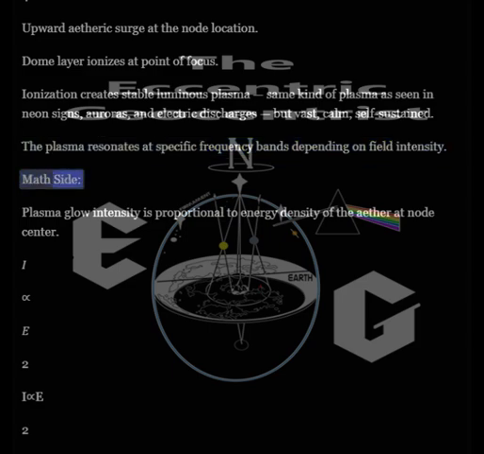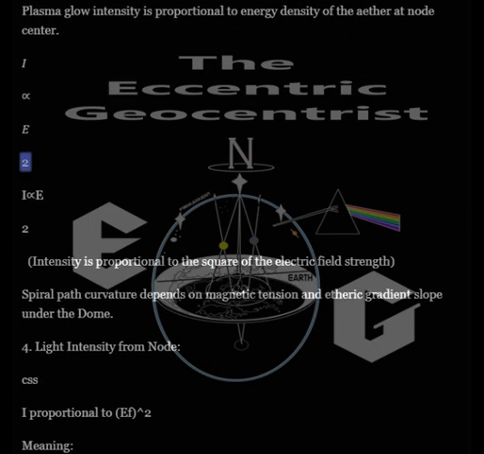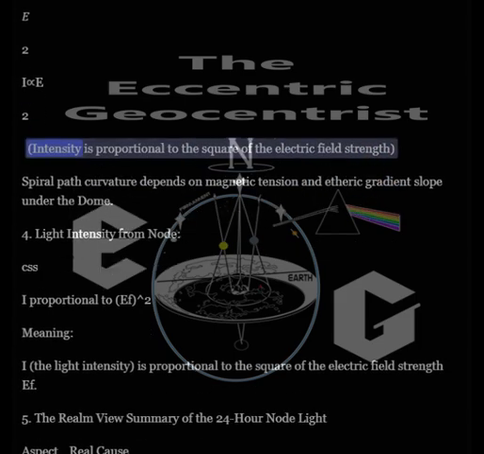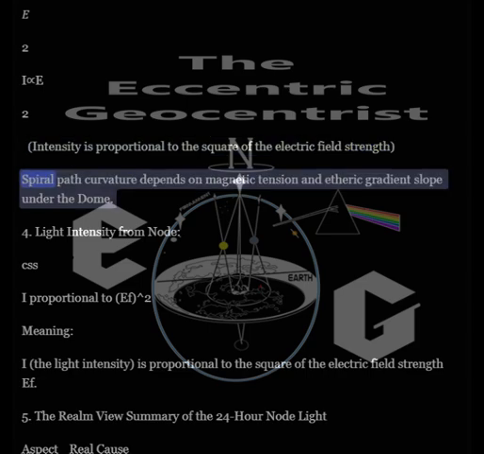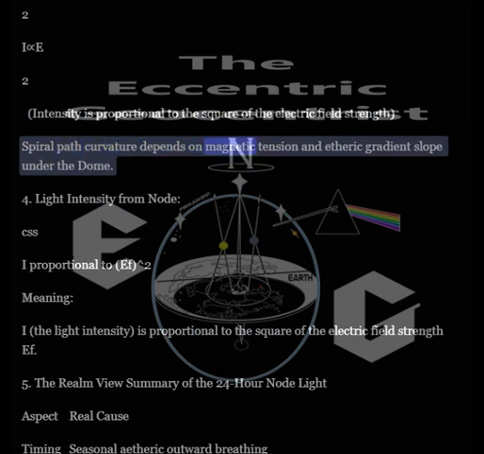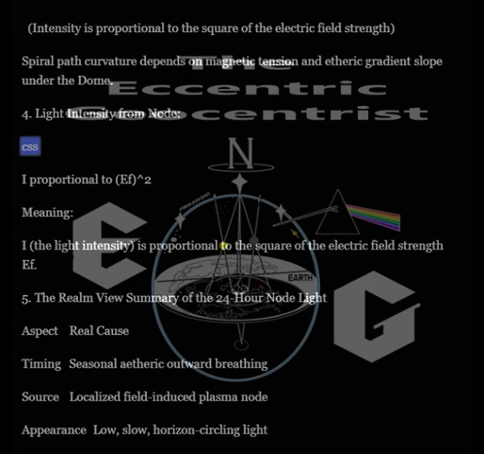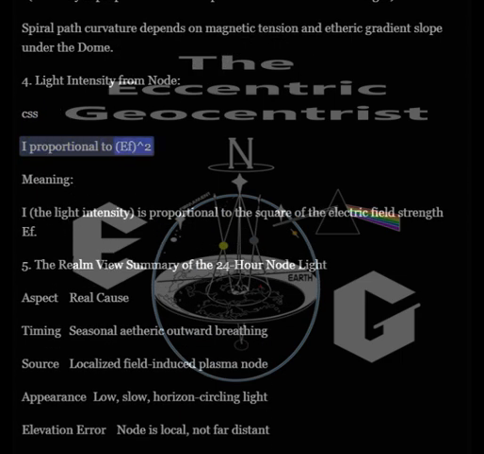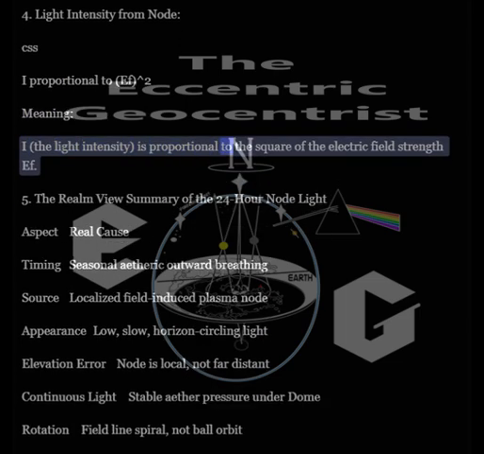Math side: plasma glow intensity is proportional to the energy density of the ether at node center, i.e. proportional to the square of the electric field strength. Spiral path curvature depends on magnetic tension and etheric gradient slope under the dome. 4. Light intensity from node: I is proportional to EF², meaning the light intensity I is proportional to the square of the electric field strength, EF.